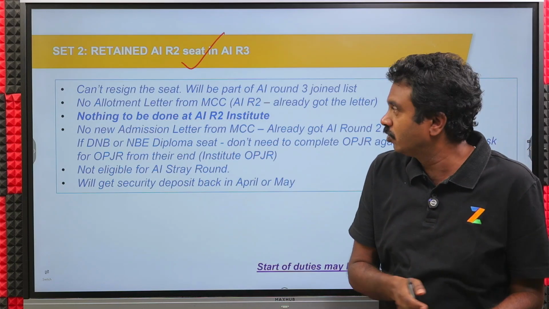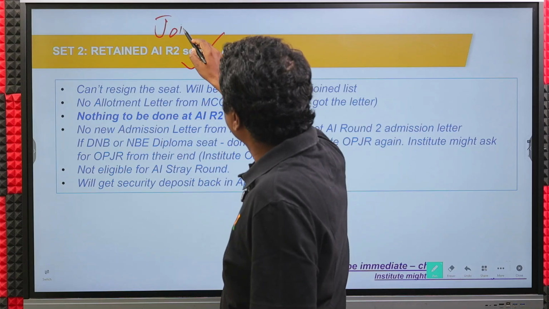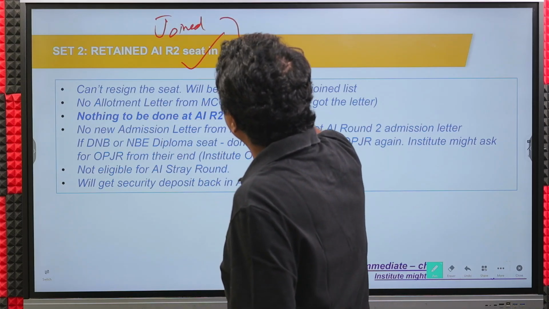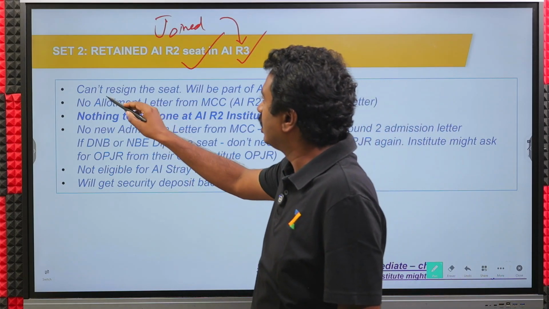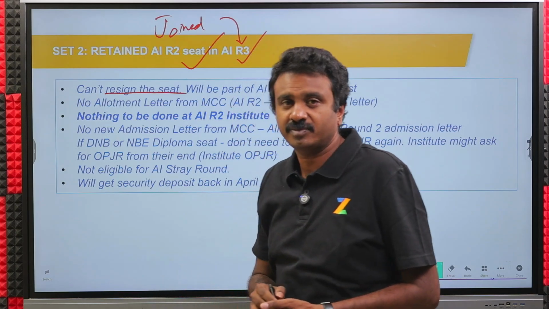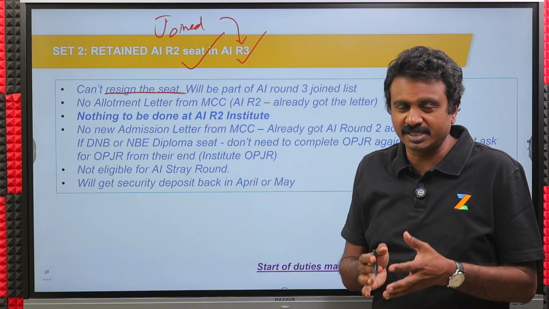I had an All India round 2 seat. I joined the seat. And then I came into All India round 3. I retained the same seat. I did not get upgraded. I retained the same seat. Now can I resign the seat? So you will not be able to resign the seat.